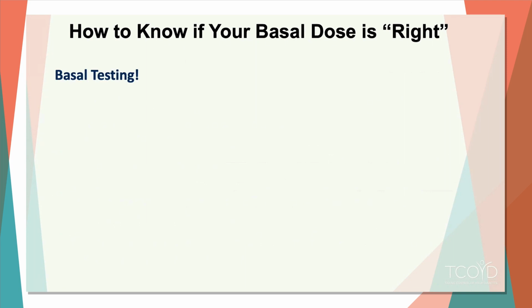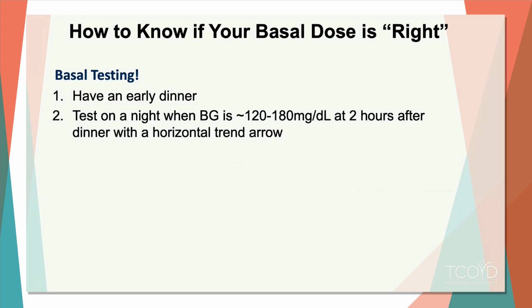Okay. So how do we know if your basal dose is right? We can do a basal test, and this is just a quick approach to doing that. On a day you're going to try a basal test to see if your basal insulin is appropriate, you have an early dinner. We want to do the test on a night when your blood sugar is pretty much in range after dinner time, and you want to have a flat trend arrow. You don't want your blood sugar on the way up or on the way down. You want it within goal and pretty much flat when you're going to bed.